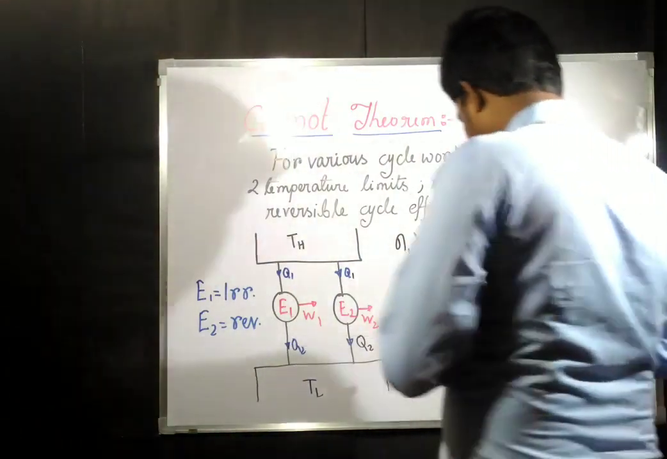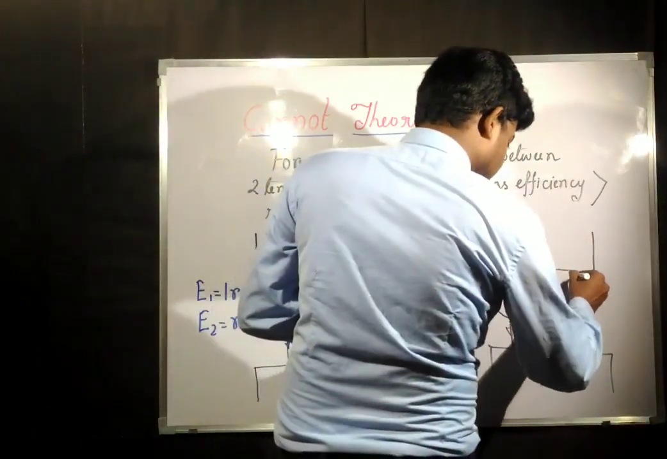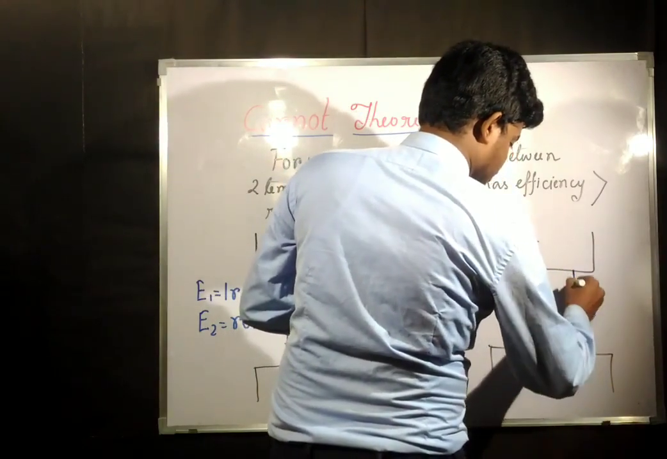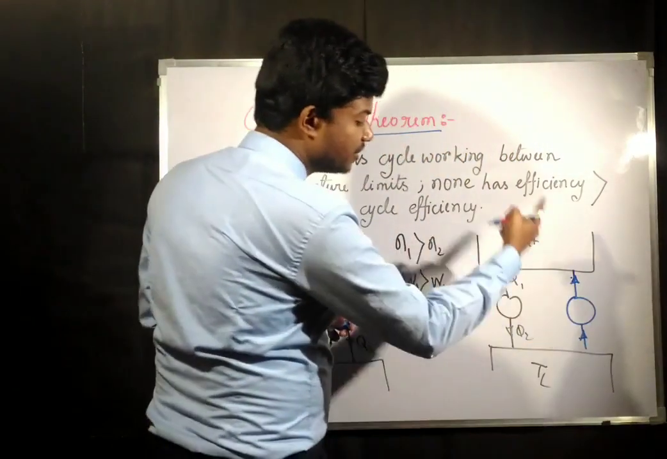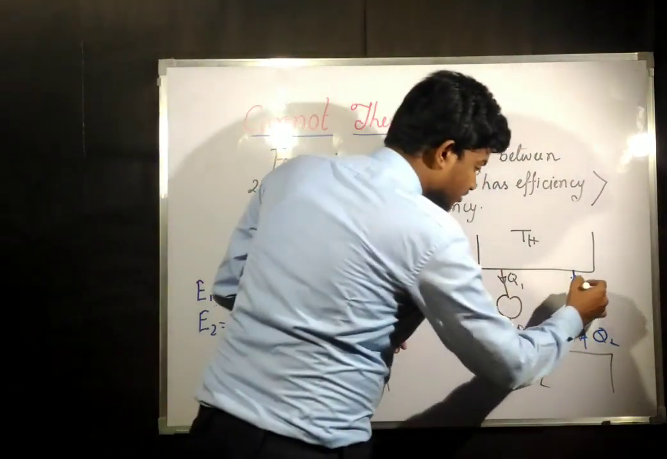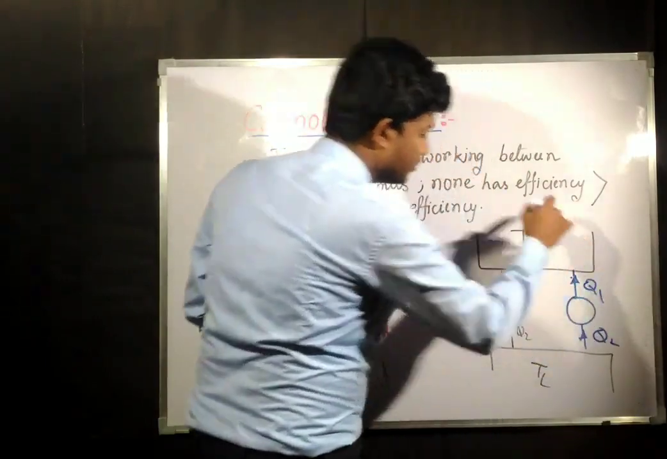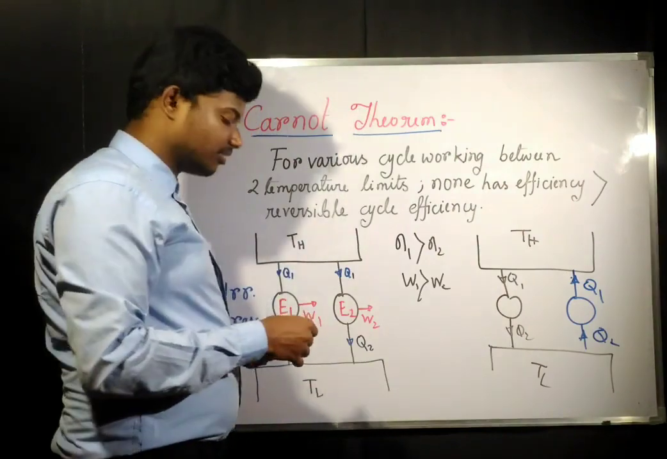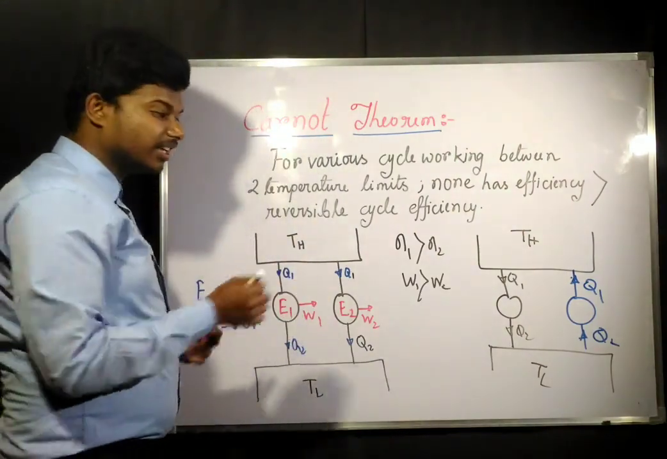So let us reverse this engine. That means now it will take Q2 amount of heat from this sink and give Q1 amount of heat to T high. Okay, that means the source with higher temperature. Now this is reversible, so we can reverse this one.